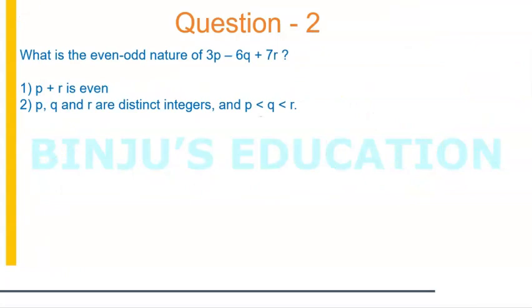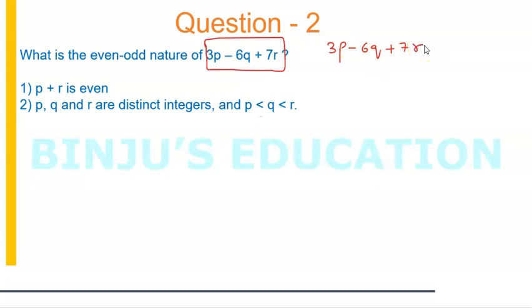Okay. Now let's move on to the second question. Pause the video and draw this question, please. Okay, again, what's the even odd nature of 3p minus 6q plus 7r? Now, before we actually move on to the statements, there is something I would want you to observe and understand. I have 3p minus 6q plus 7r.